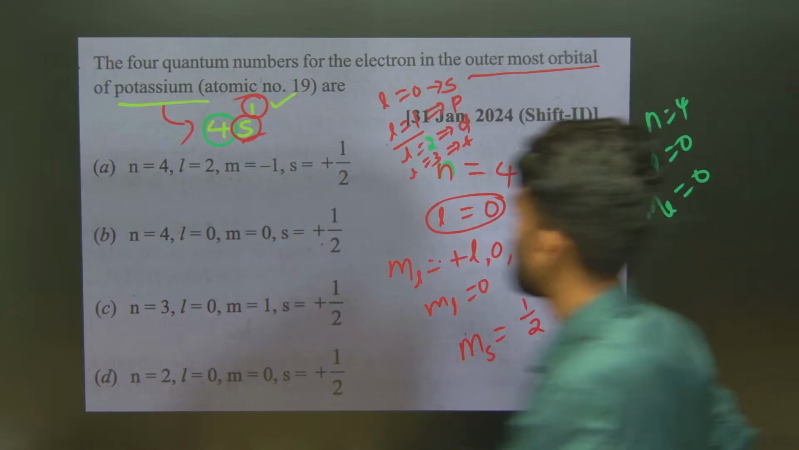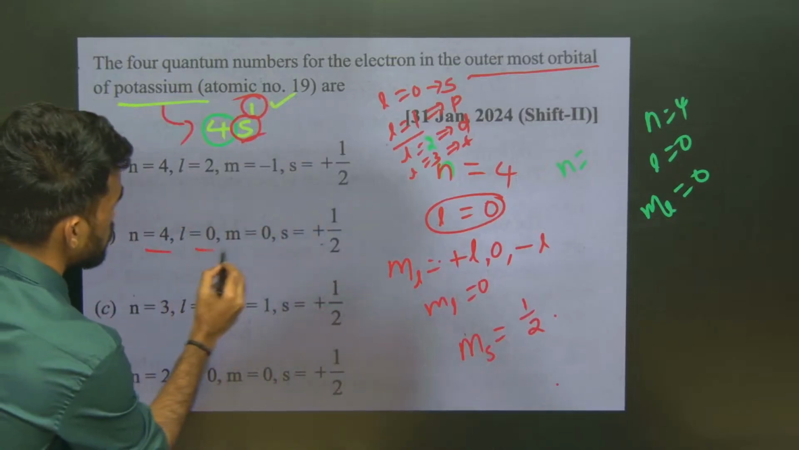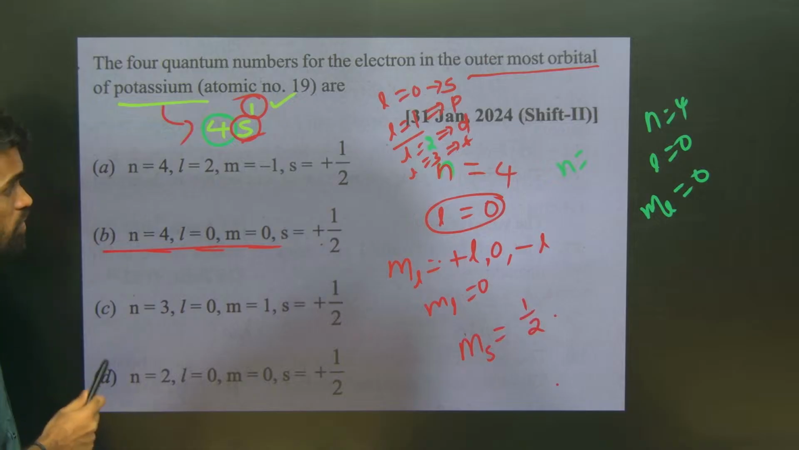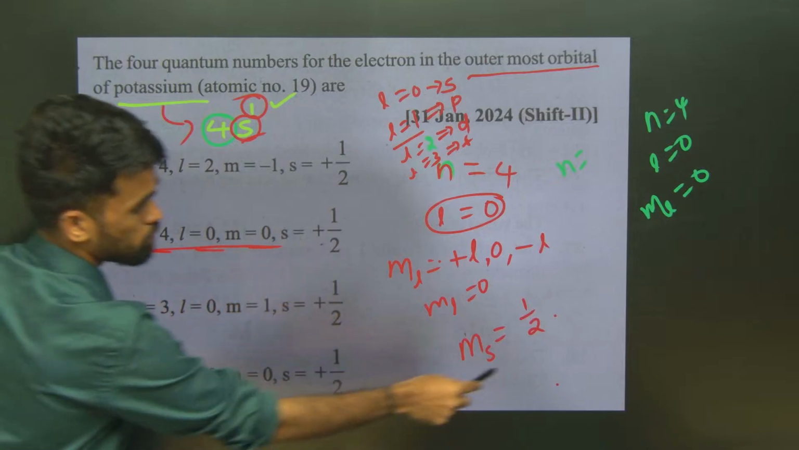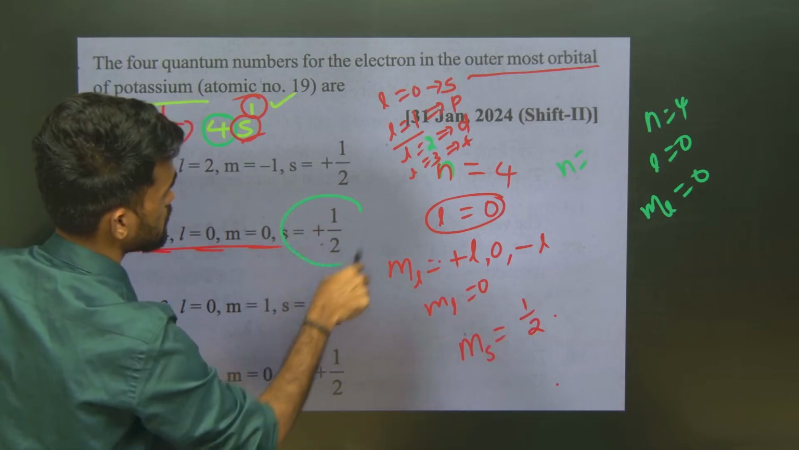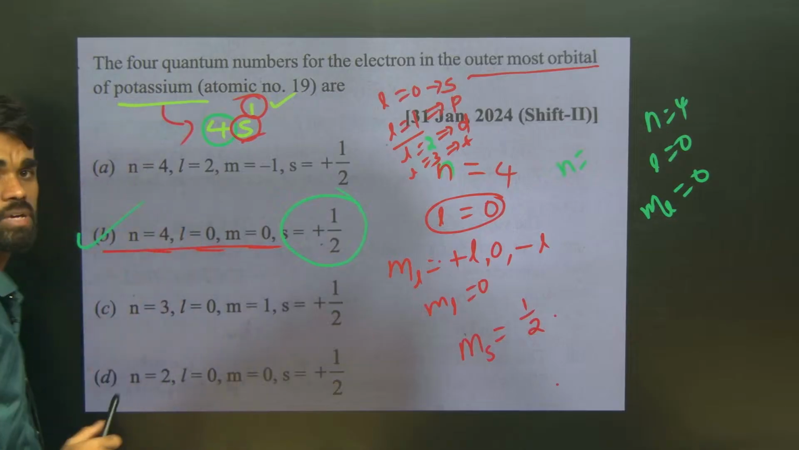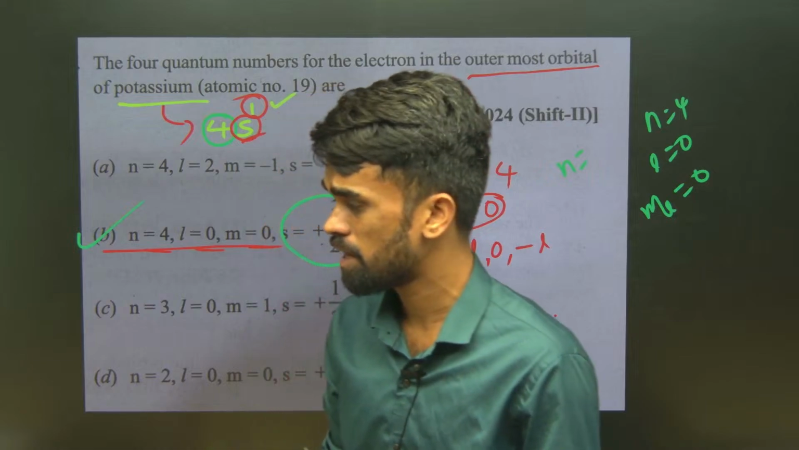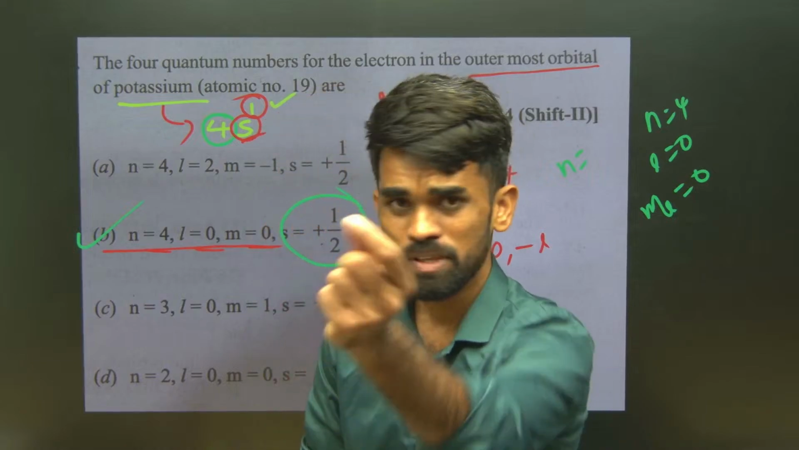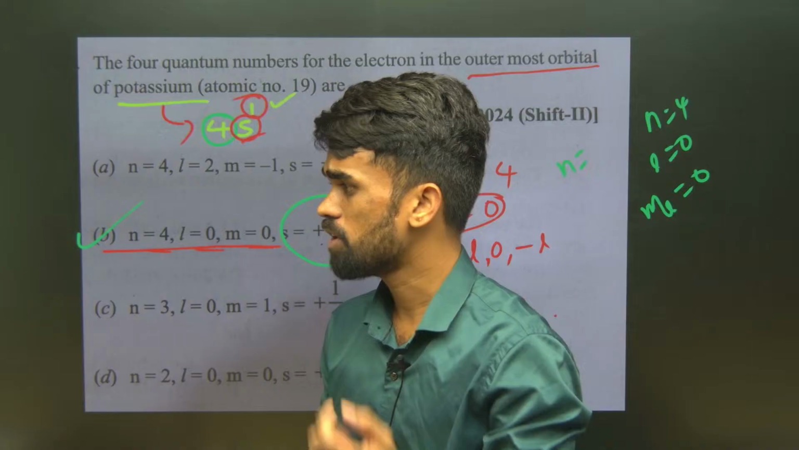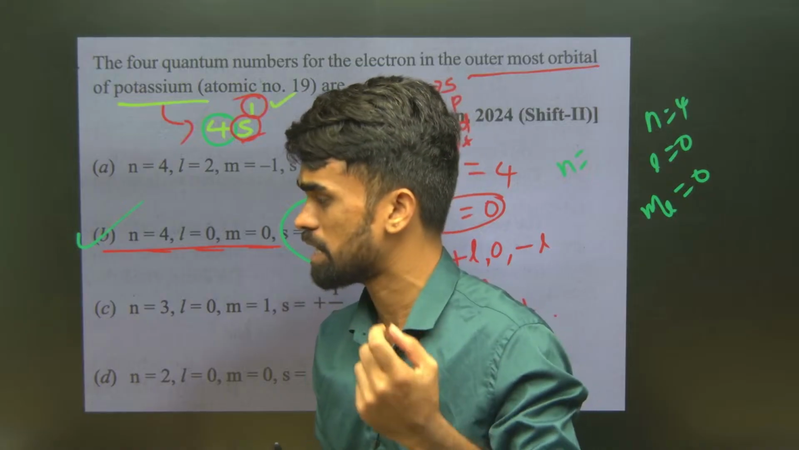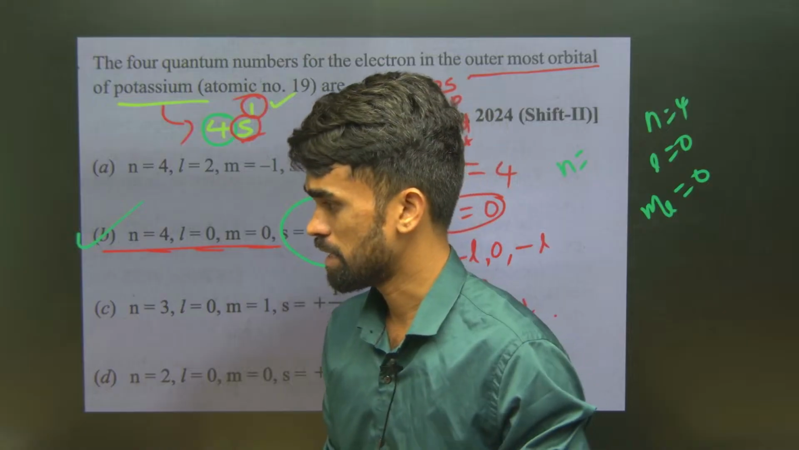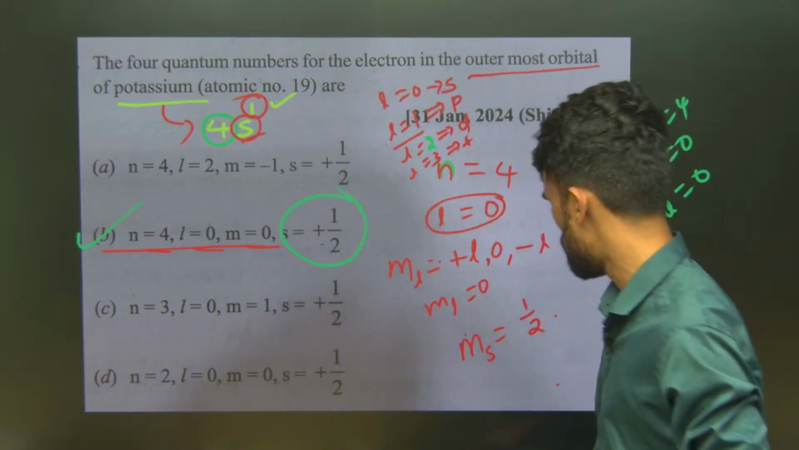See this kind of options: 4 0 0. Is there any other one? Yes, this is clearly our answer. We have 4 0 0 and the spin value is half, so ms is half. Option B will be the exact answer for this question. Hope this is clear. If it is clear, tell me in the chat box, or you can just click on the like button so that I can understand that you are following the session very seriously.